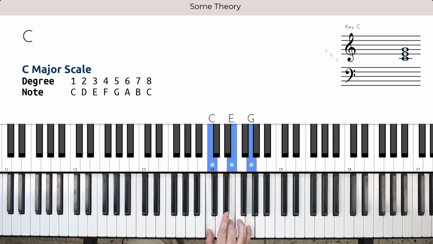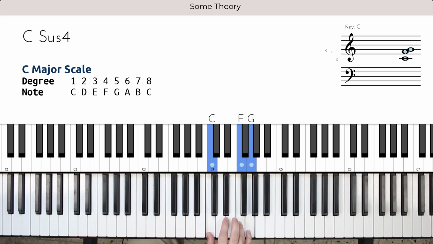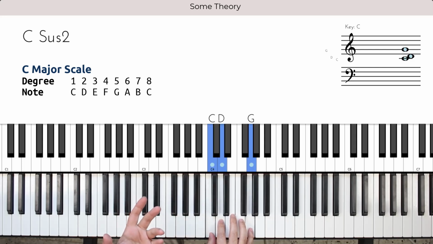Now notice that what really turns the chord into a major or a minor is the third degree, whether it's the third or the flattened third. A C sus4 chord is obtained by playing the first, fourth, and fifth degrees, while a C sus2 is 1, 2, and 5. Now, because I'm not playing the third, neither the third nor the flattened third, this is neither major nor minor. It's suspended.